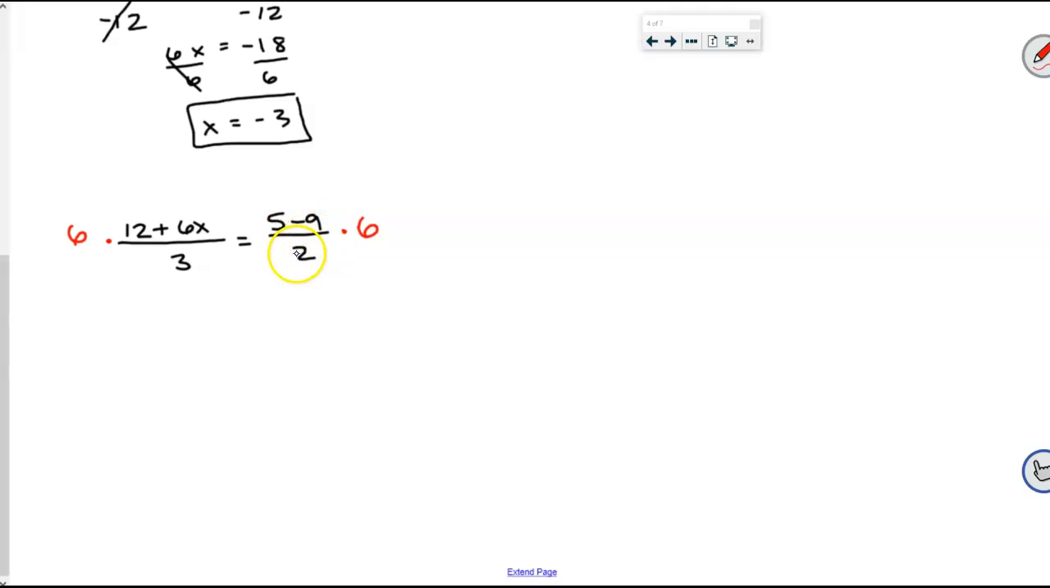And what's going to happen over here in a similar way? Everything is divided by 2, but it's also multiplied by 6. So what happens when everything's multiplied by 6 and then divided by 2? What are we really multiplying by? 3. So take a look at that. See why that could be helpful on a different type of problem.